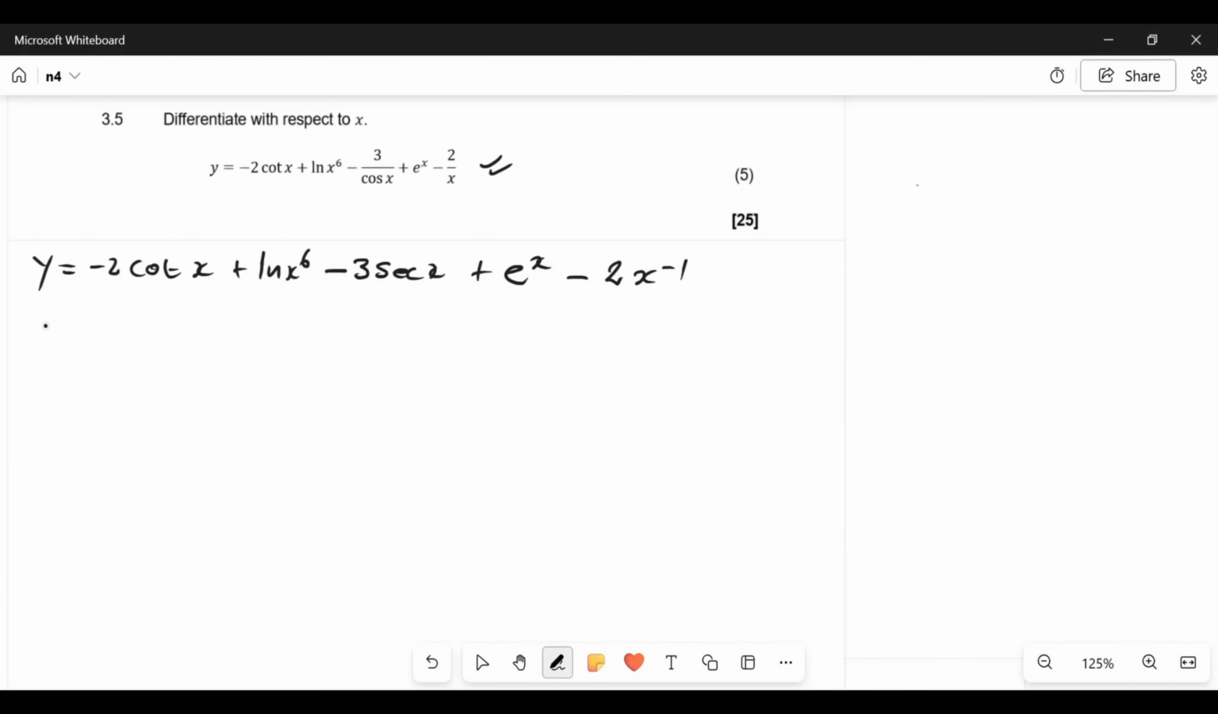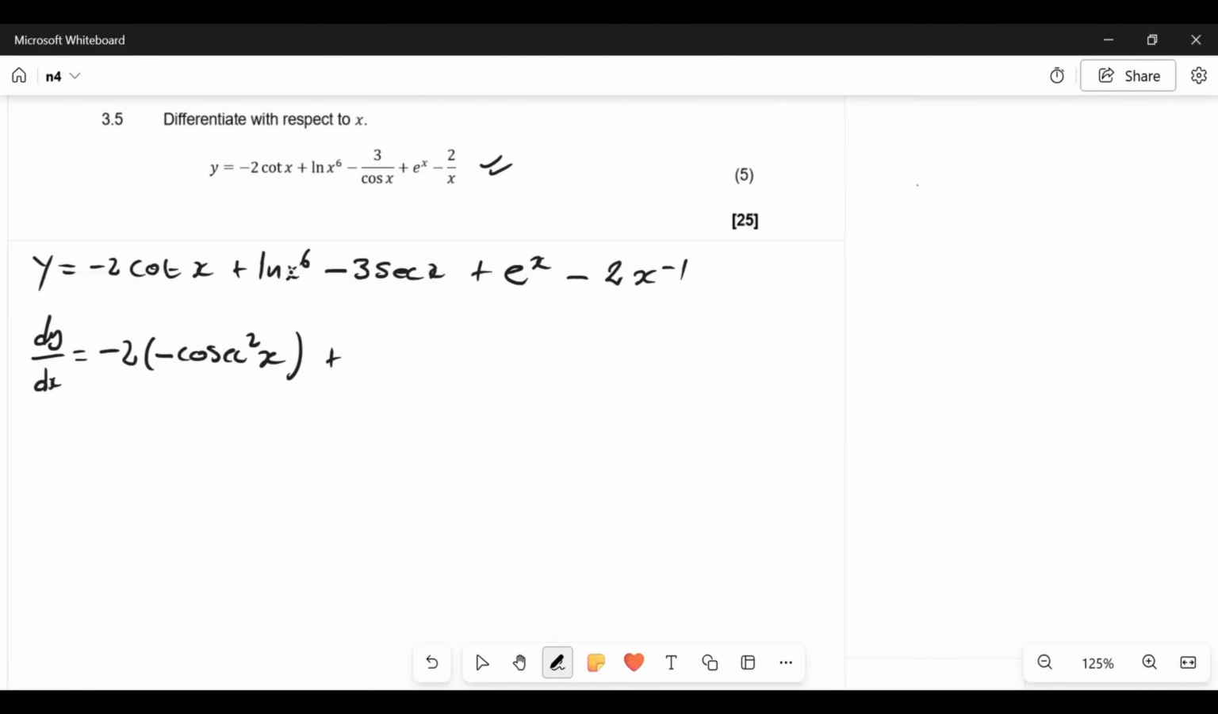So let's start differentiating. dy over dx, right? The first term we have -2, which is a coefficient. Now, what is the differentiation of cot? If you still remember from your formula sheet, it's going to be negative cosec squared x. There we go. And then let's look at this one here.